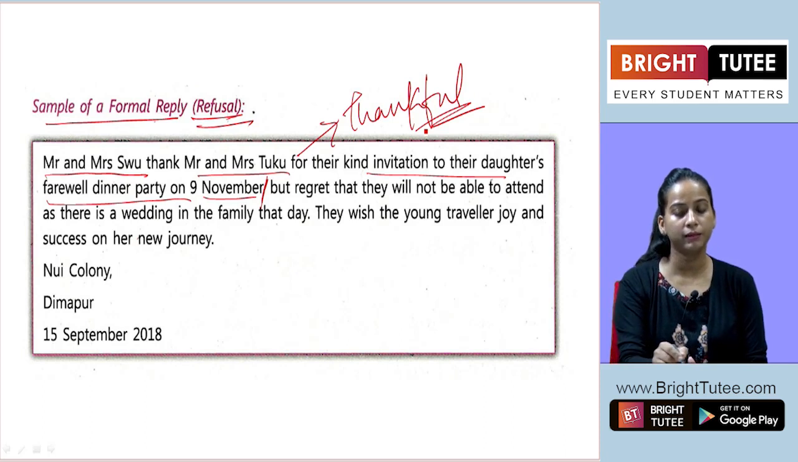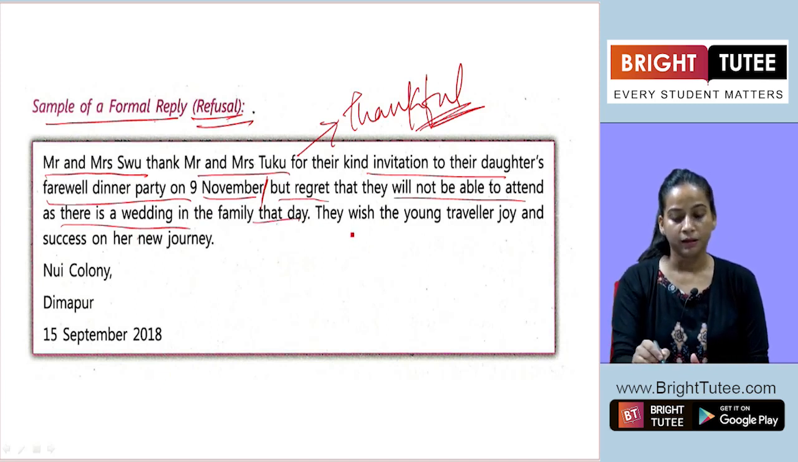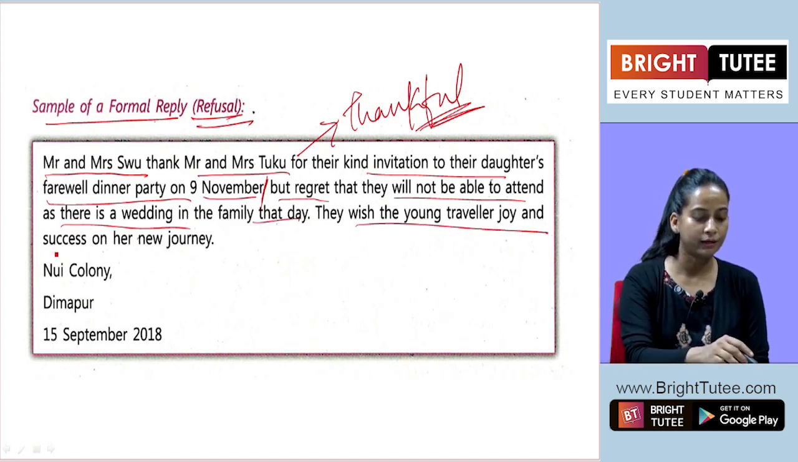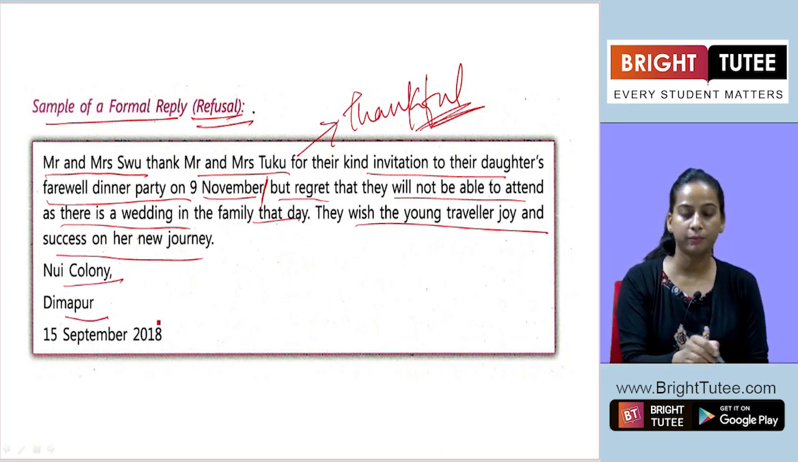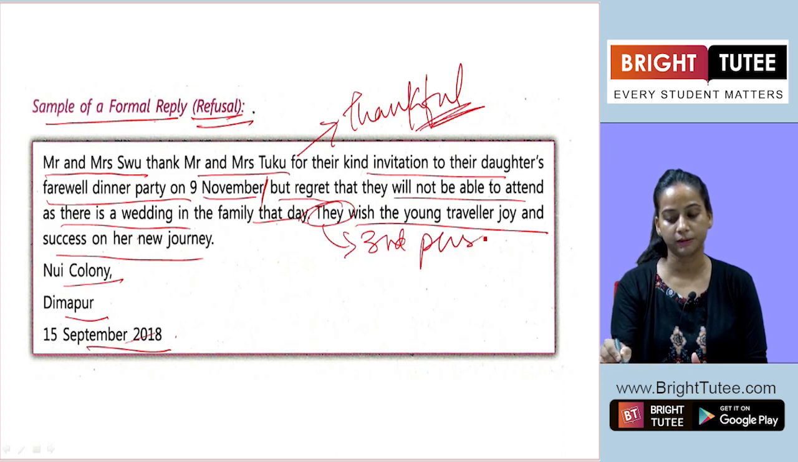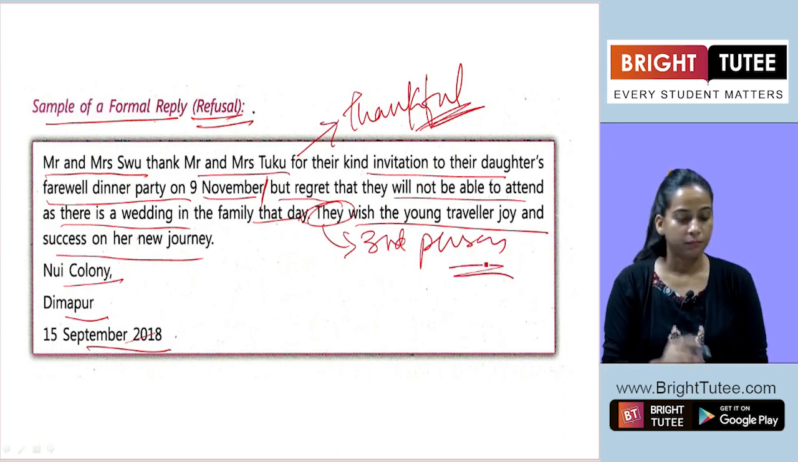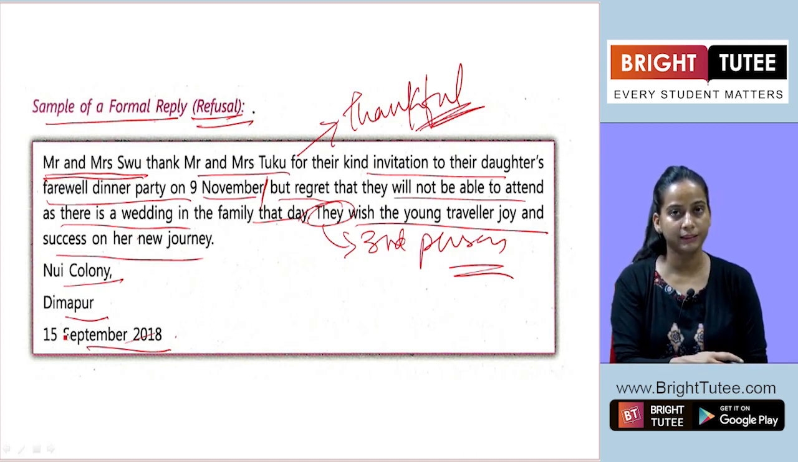Then you have written, but regret that they will not be able to attend as there is a wedding in the family that day. They wish the young traveller joy and success on her new journey. New Colony, Dimapur, and the date will be written. So you have seen that it is to be written in third person. Clear? The name of the person who is going to refuse is given in the beginning itself, but it should be written in the third person, and then the address and the date will be mentioned.